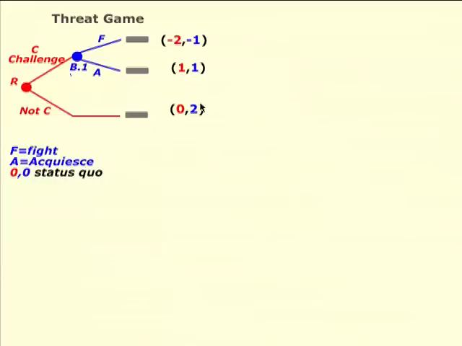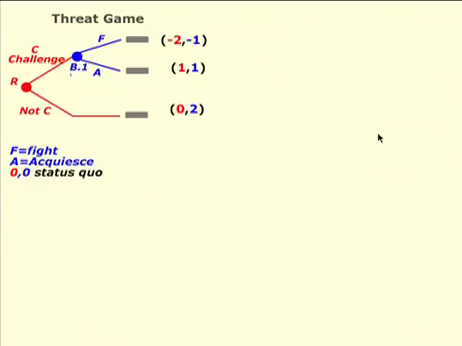But the blue player doesn't like acquiescing. It's not as good as if the other guy just doesn't challenge me. Okay, and the worst situation for both of them is that they end up fighting. So you get a challenger who fights. It's bad for the challenger. It's bad for the blue player.